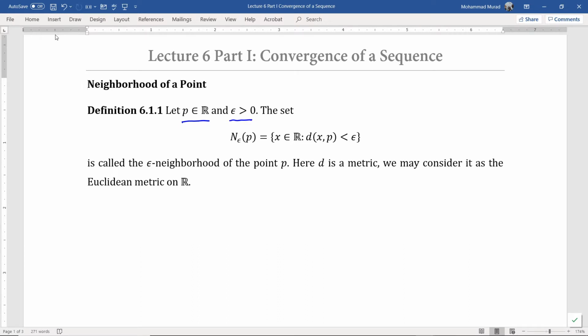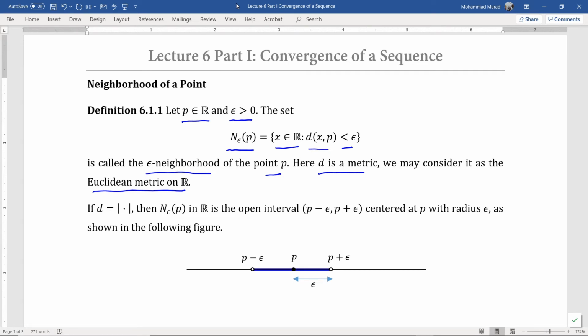Then the set of all real numbers whose distance from P is smaller than epsilon is called the epsilon neighborhood of the point P. This set is denoted by this symbol. This shows the epsilon neighborhood of the point P. Here, D is a metric. For the moment, we may consider it as the Euclidean metric on the set of real numbers.